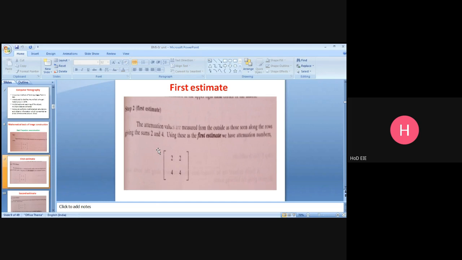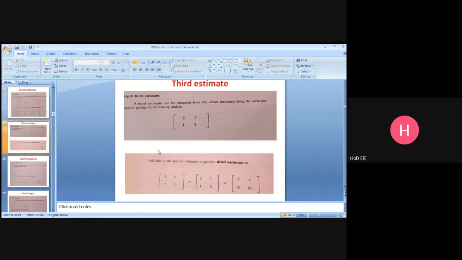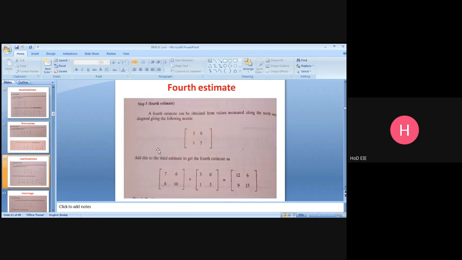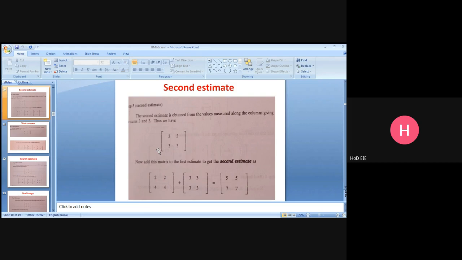That is in the previous step: the 2 plus 0 gives the sum 2, and here this 2 plus 2 gives the sum 4. So this is your calculation of your first estimate. Then we'll move on to your second estimate.